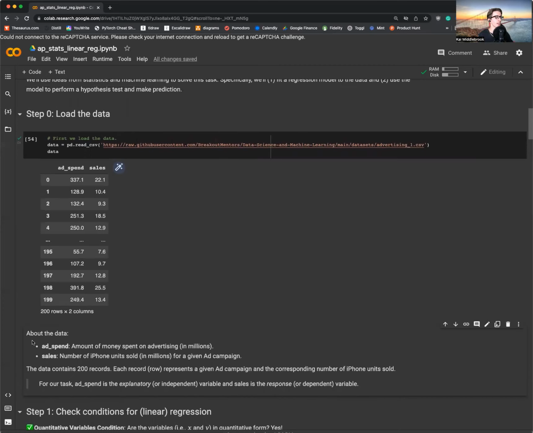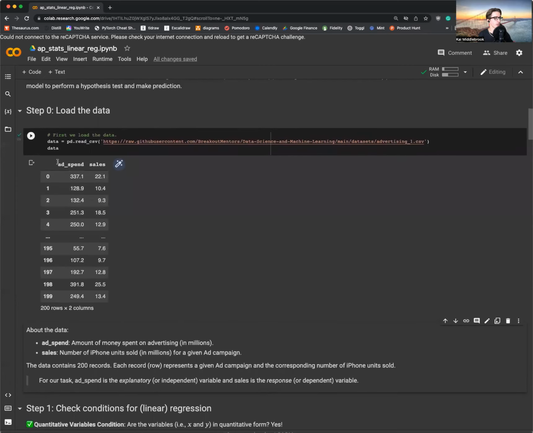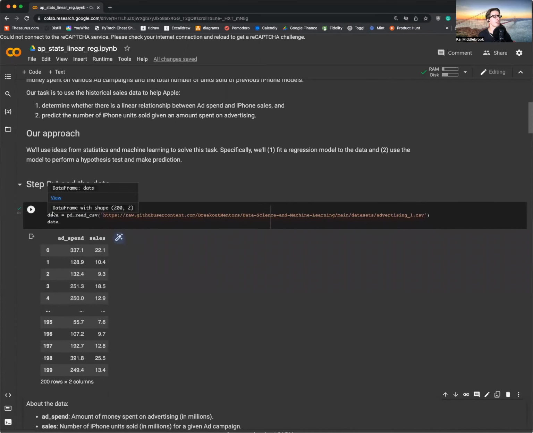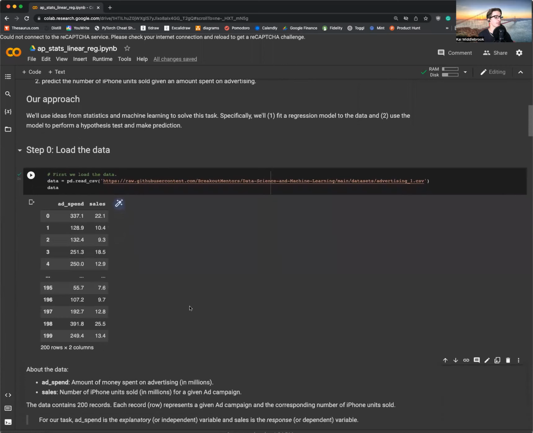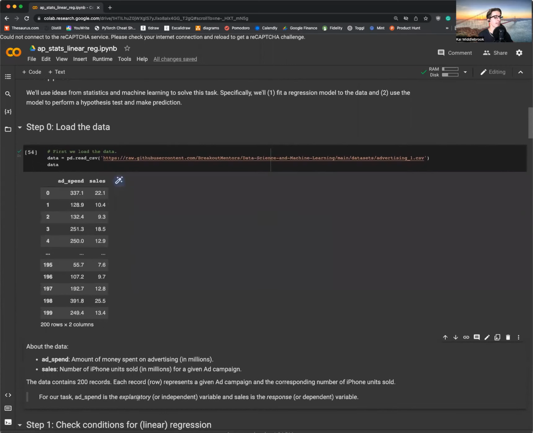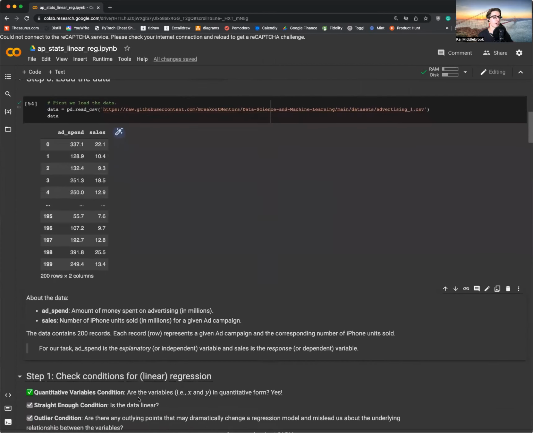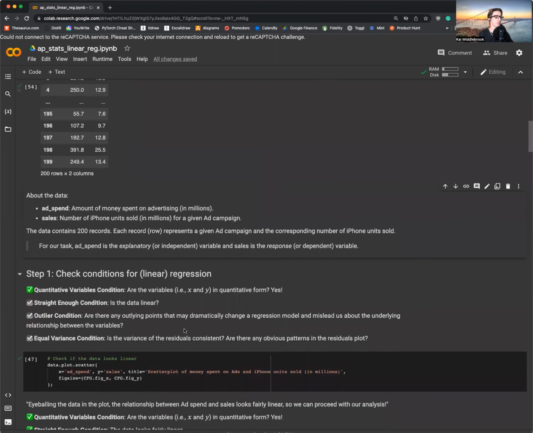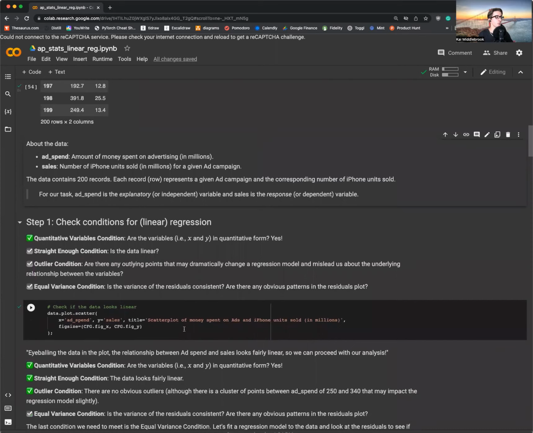So now the important thing that we need to establish is what is going to be our explanatory variable and what is going to be our response variable. In this case, we're trying to determine whether ad spend explains iPhone sales. So in that case, ad spend is going to be our explanatory variable, and sales is going to be our response variable. Cool. Now, the next thing we need to do in a linear regression is to check our conditions.